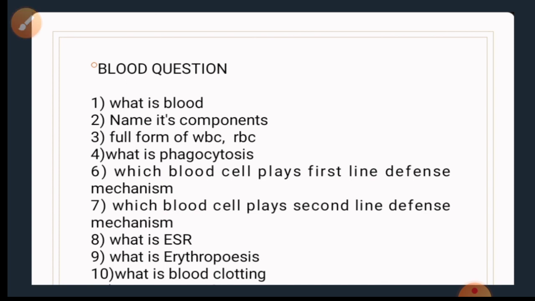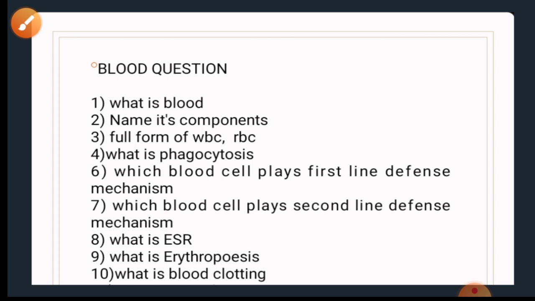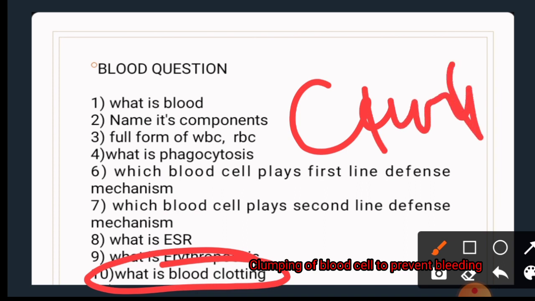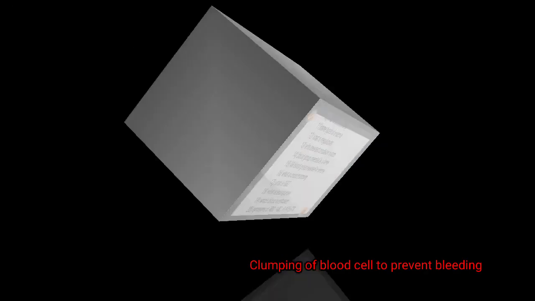Next is, what is erythropoiesis? Erythropoiesis is the process of formation of the erythrocyte. As you know, bone marrow produces different types of blood cells. So how the bone marrow produces erythrocytes is known as erythropoiesis. What is blood clotting? It is a clump created by the platelets to prevent blood bleeding.